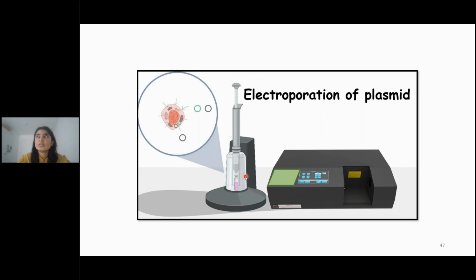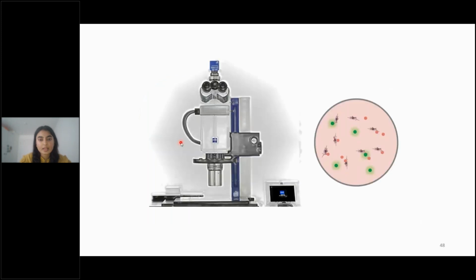Now, you can use the calcium thing also. For example, you can use calcium ions to make holes in it and then put the plasmid inside, or you can use electroporation. It depends upon what you have in the lab. So this electroporation will bore holes in the cell wall, and all of these plasmids can now go into the cells. And then you can visualize this using the microscope.